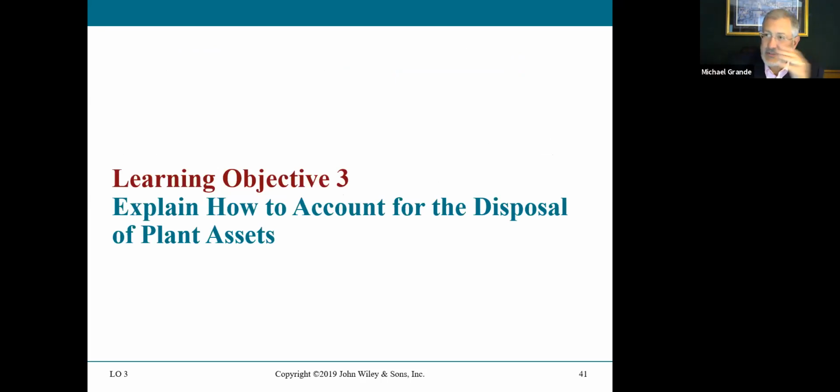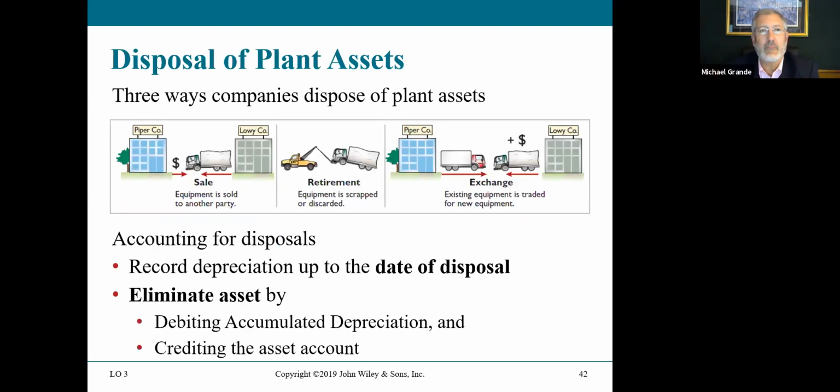So we talked about depreciation. We talked about revised depreciation. Now let's talk about what if we sell an asset. Okay, we initially bought it, we depreciate it, but now we want to get rid of it. We don't want to use it anymore. We want to replace it. Disposal of plant assets. There are 3 ways companies dispose of an asset.